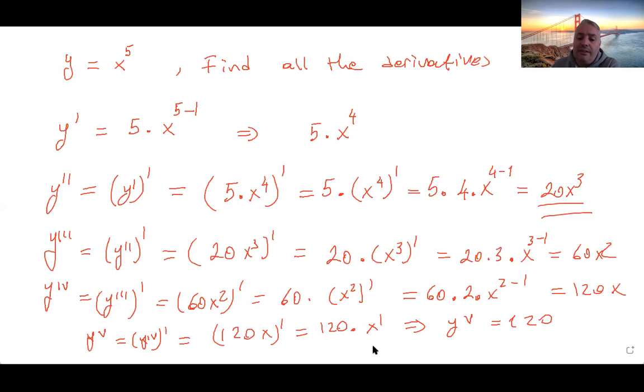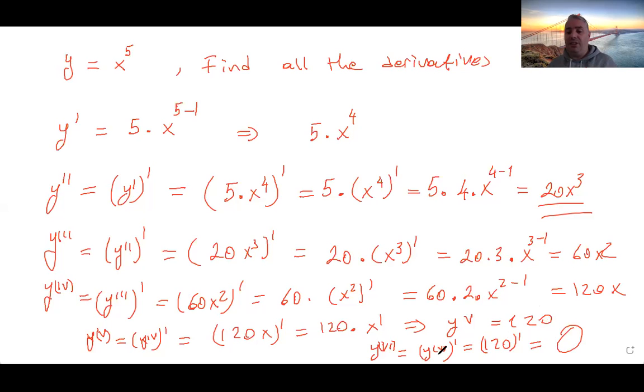And now the sixth derivative. Sixth derivative is derivative of the fifth derivative, which is 120 derivative. Derivative of any real number is 0. What about seventh derivative? Seventh derivative is derivative of the sixth one. Since sixth one is 0, derivative of 0 is 0. Eighth derivative is derivative of the seventh, so derivative of 0 is 0. So I mean all the derivatives will be 0. So no need to continue.